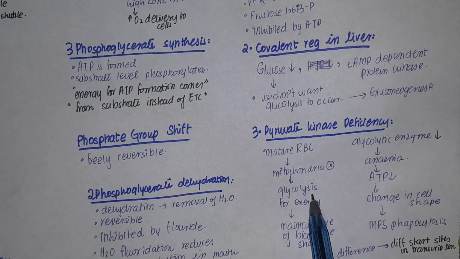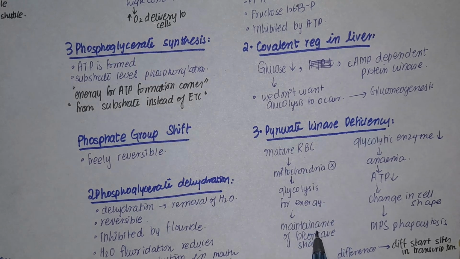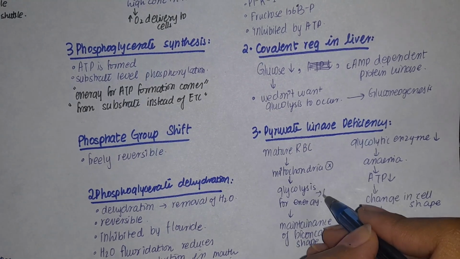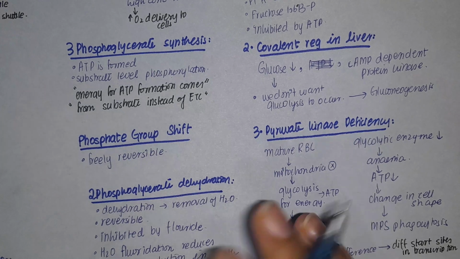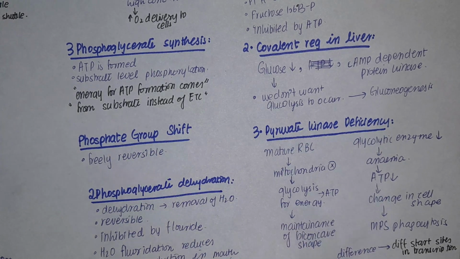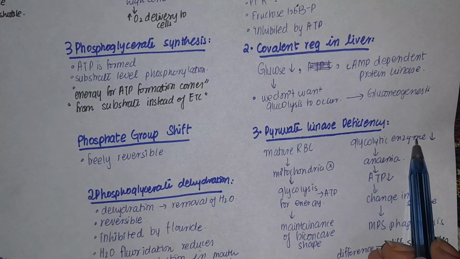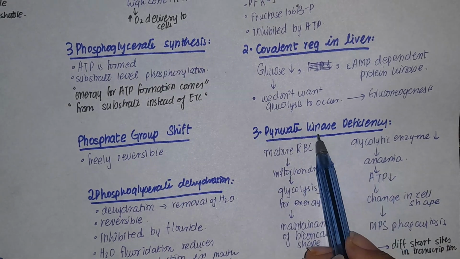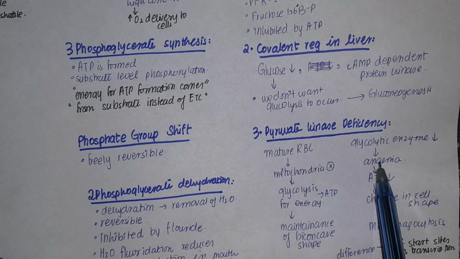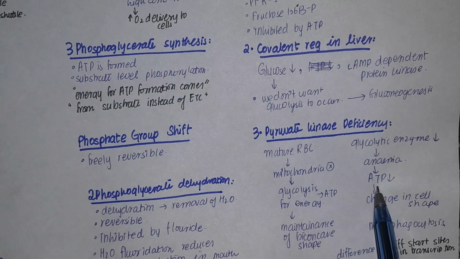So glycolysis is their major source of energy, and the ATP produced by glycolysis helps the red blood cell to maintain its biconcave shape and pass through the capillaries. But when glycolytic enzymes are deficient, majorly the pyruvate kinase enzyme, we get anemia. There is less ATP produced.